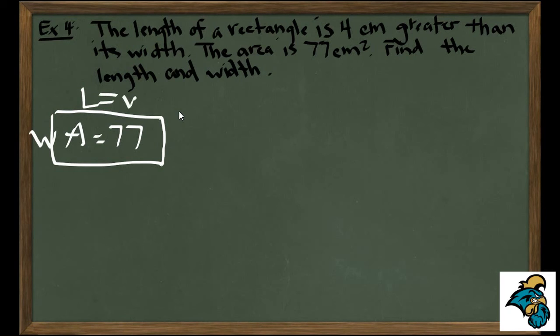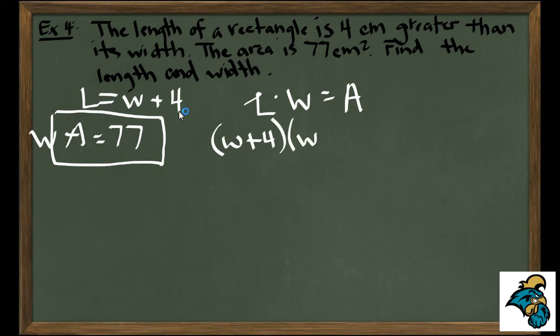That is represented by W plus 4, 4 more than the width, or you could write it as 4 plus W. Now, remember, I know that length times width is going to give me my area. So my length is W plus 4, my width is W, and my area is 77.